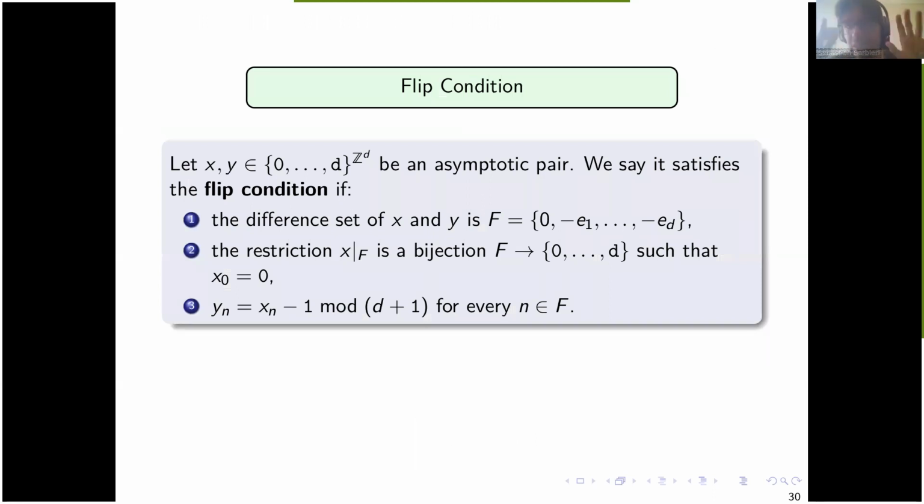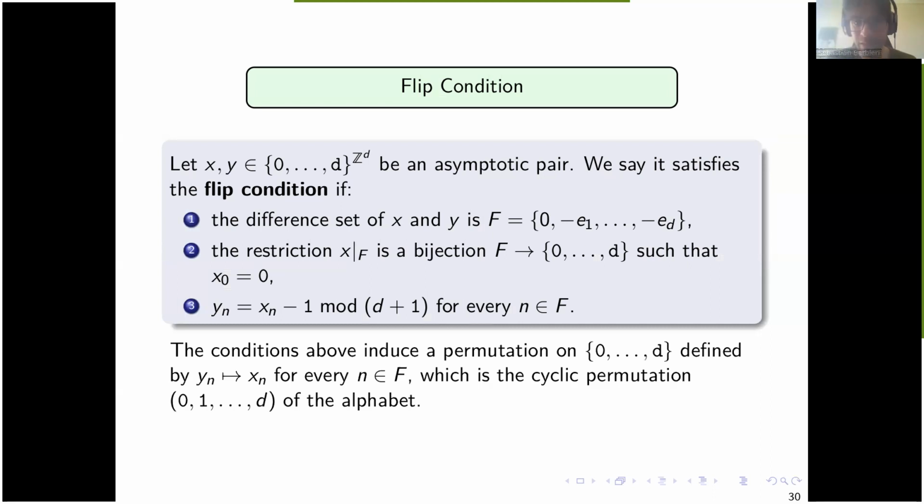I'm going to say that an asymptotic pair satisfies the flip condition if, first, the difference set is the same difference set that the Sturmian configurations have, so 0 and minus the canonical vectors. Second, the restriction to the difference set is a bijection on the alphabet. That means every symbol occurs, and also I see a 0 on x0. And second, if I look at the position yn, then it is equal to xn minus 1 modulo the number of symbols that I have.